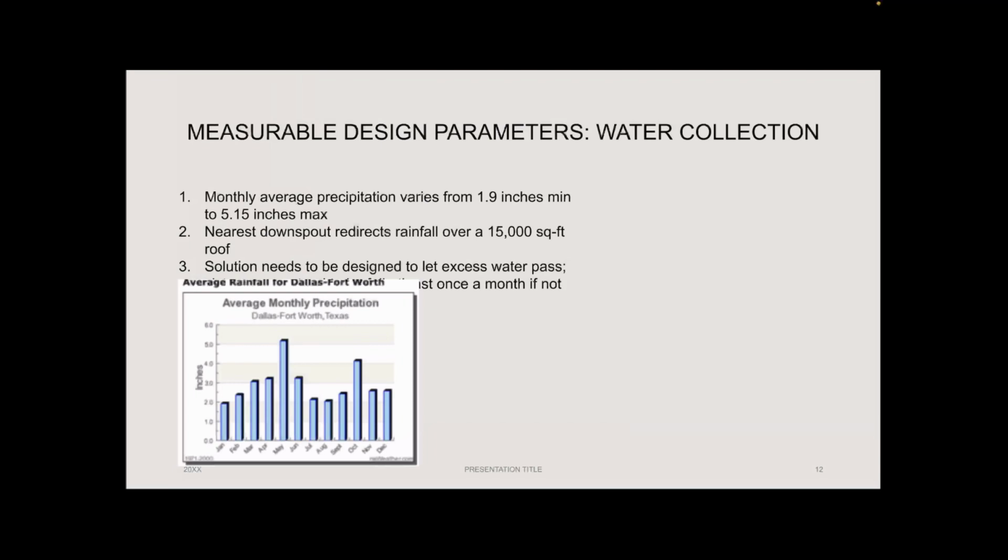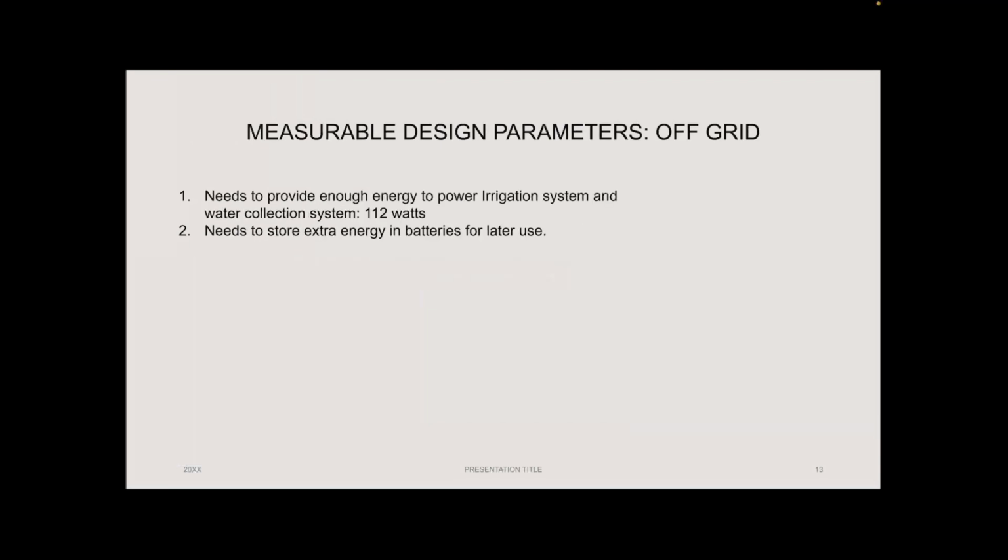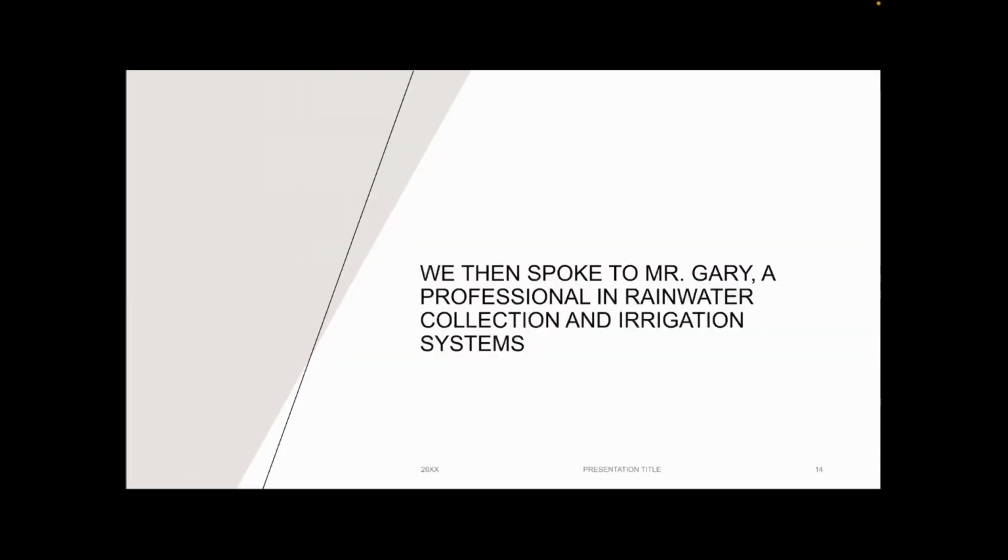And lastly, we have measurable design parameters for the off-grid team. They need to provide enough energy to power the irrigation system and water collection system. After further research, we discovered that it's 112 watts to power both of those systems combined. And obviously, they need to store extra energy for when it's not sunny or during the nighttime, and during the winter months there's more cloud cover than normal.